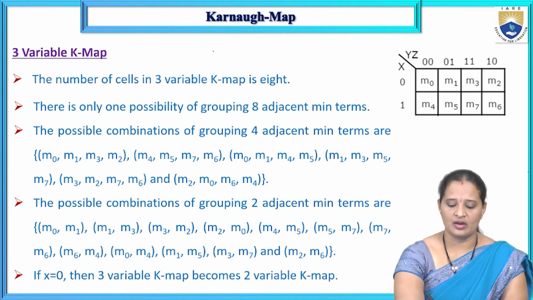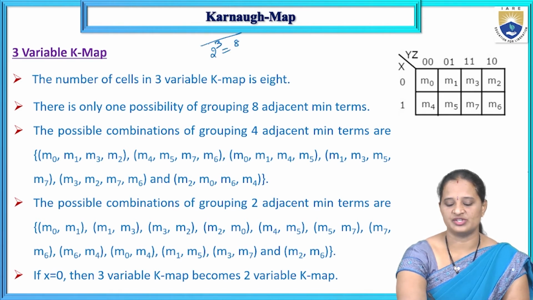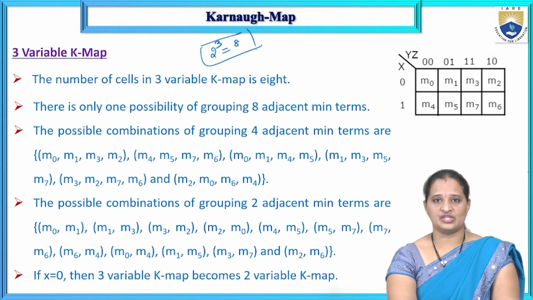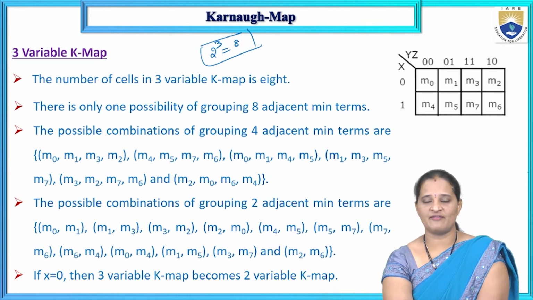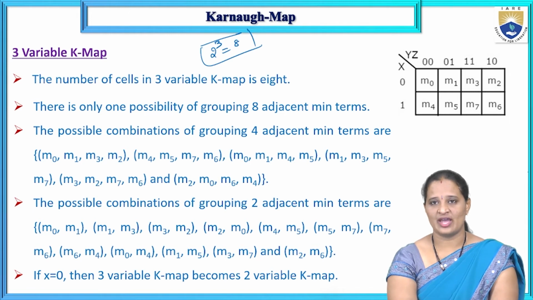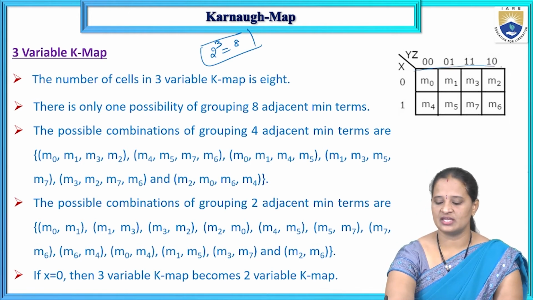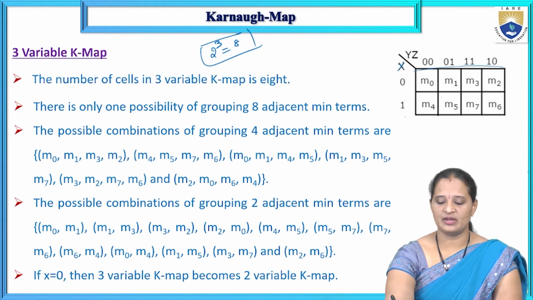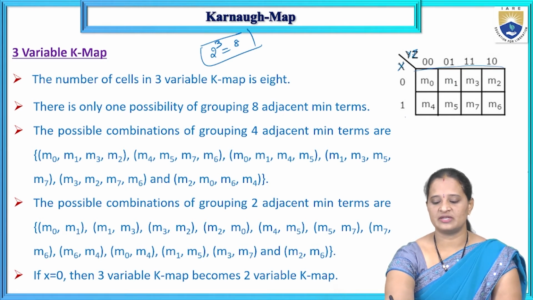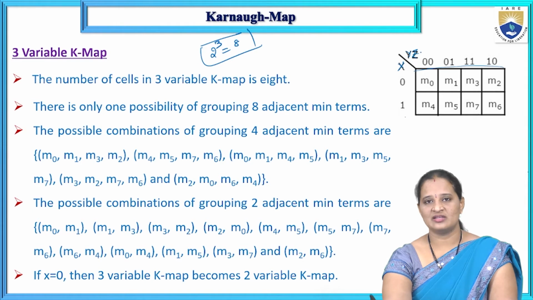So what is the number of combinations we have? 8 combinations. 2 power 3, 8 combinations. So how many cells should I have in a K map? 8 cells I should have. So this is the three variable K map. We have 2 rows and 4 columns here. So 2 rows are representing the variable X, whereas 4 columns are representing the variables Y and Z.